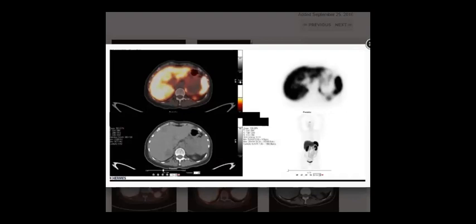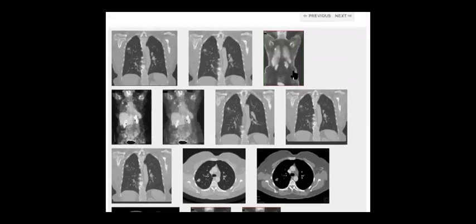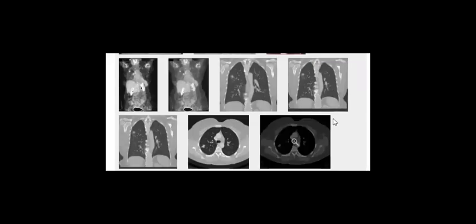I was preparing to take something in head and neck, but maybe I will, okay, I will shift. So this one, for this case, okay. Let's go to another case.